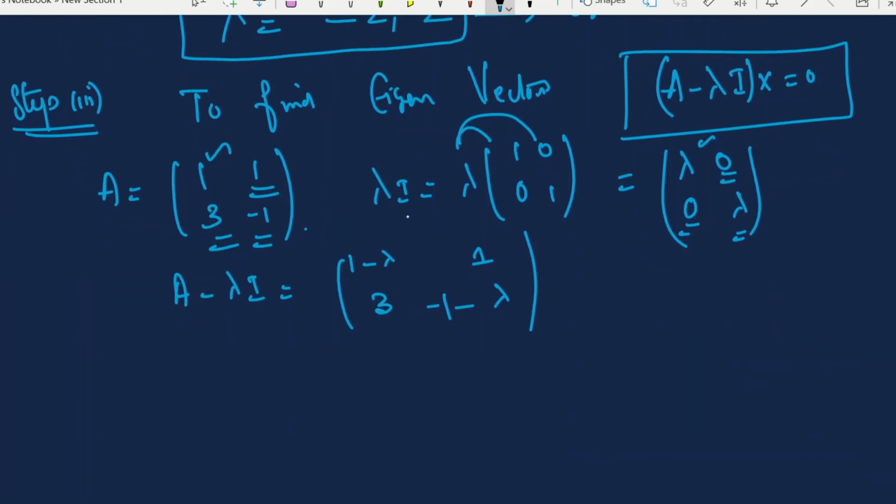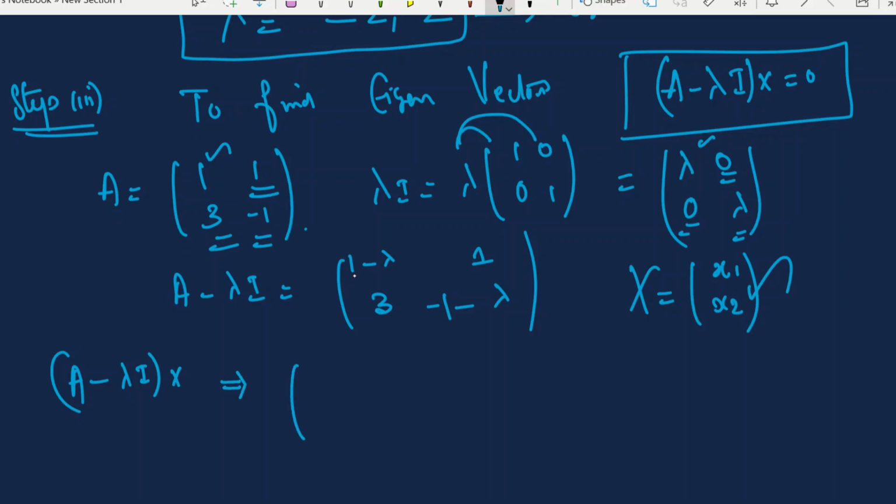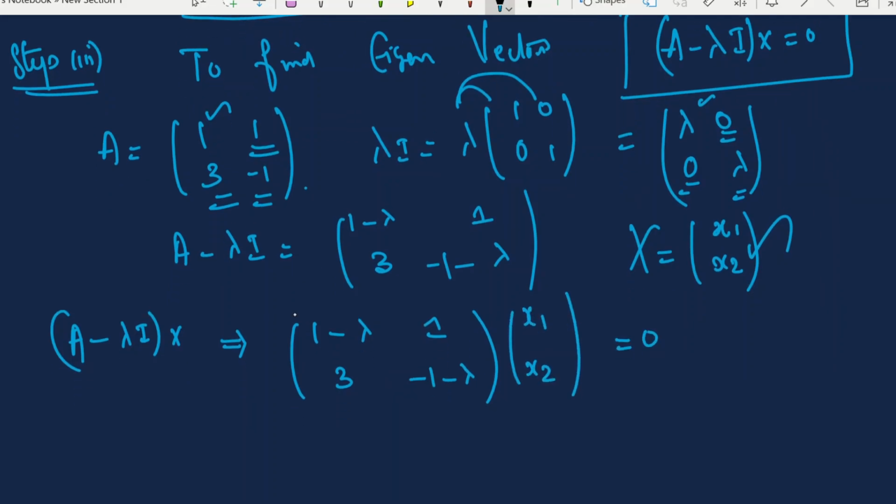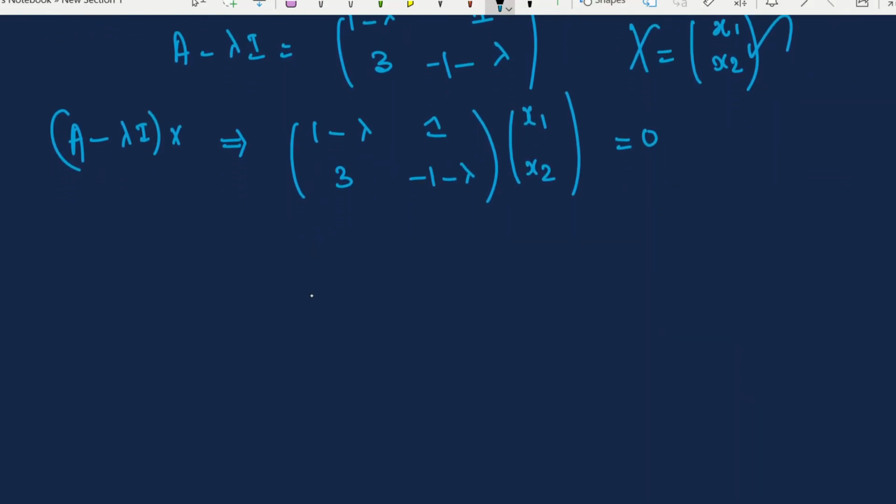So (A minus lambda I) into X, where X is the eigenvector (x1, x2). This is a column vector which contains two entries, x1 and x2, because our matrix is of order 2. So (A minus lambda I) X equals [1 minus lambda, 3; 3, minus 1 minus lambda] times (x1, x2) equals 0. Now we have our eigenvalues as minus 2 and plus 2.